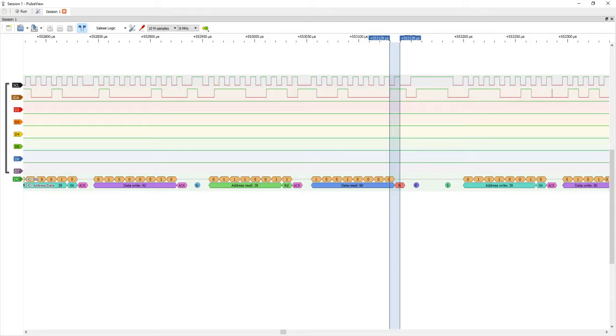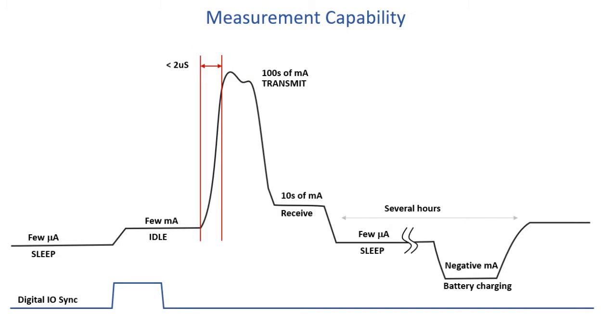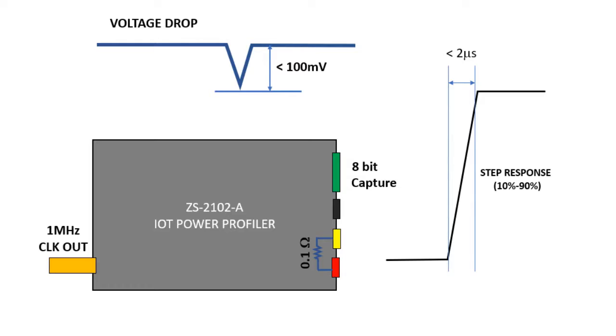Summarizing the performance of the tool, we observe that it can measure currents from few microamps to hundreds of milliamps using a single measurement range. The tool uses a precision 0.1 ohm resistor for all measurements. There is no relay switching and load tripping associated with switched shunts. The accuracy is 1% of the measured value or 1 microamp. The maximum voltage drop due to the Power Profiler tool is well within 100 mV at all times.